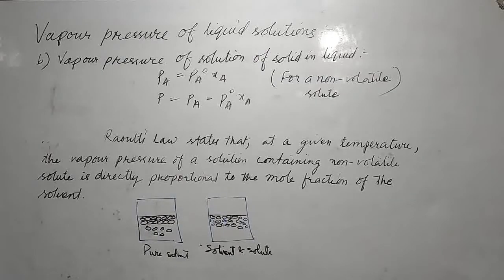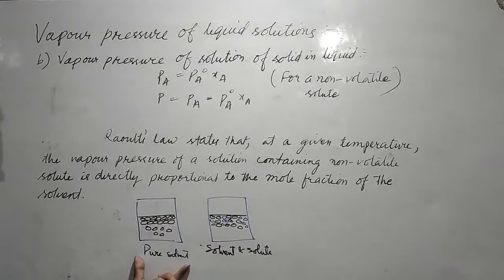Let us now take the next one, that is vapor pressure of solution of solid in liquid. Let us take the solute to be a non-volatile solute. Non-volatile means they do not form vapor. So when we mix the non-volatile solute with a volatile solvent, during evaporation the vapors are formed only from the volatile solvent, and they escape into the vapor phase. Therefore the vapor pressure of the solution will be lesser than the vapor pressure of the pure solvent. So let us see with an example.